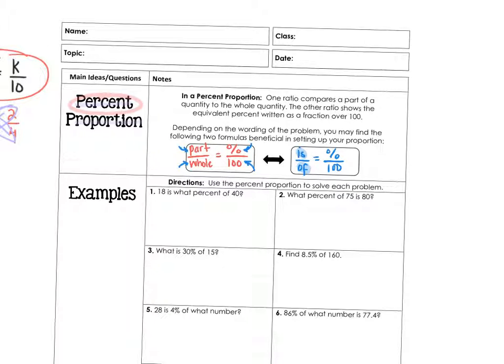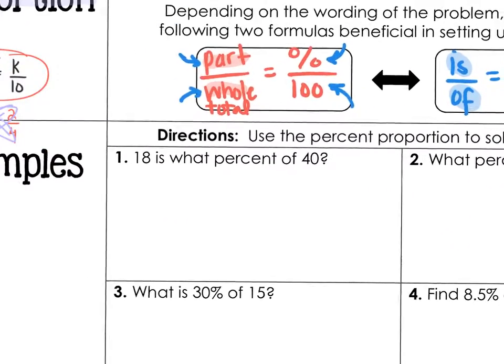I like to talk about parts and wholes because as we talk about the story problems, you want to know which number is the part and which number is the whole, or you could say total if you don't like the word whole, so part over total. Then you'll do cross products and solve for x. So let's take a look at what we mean.